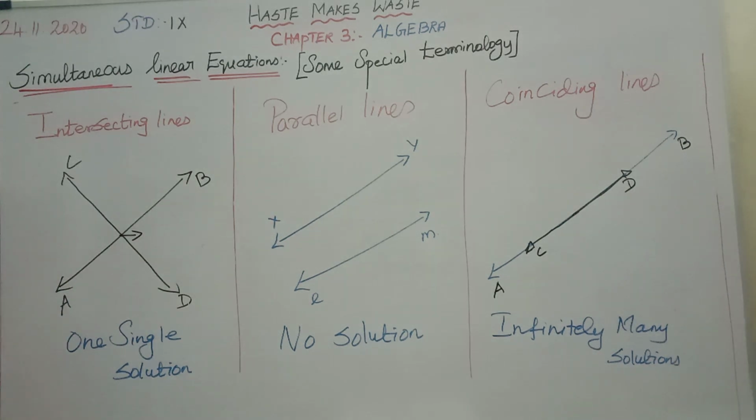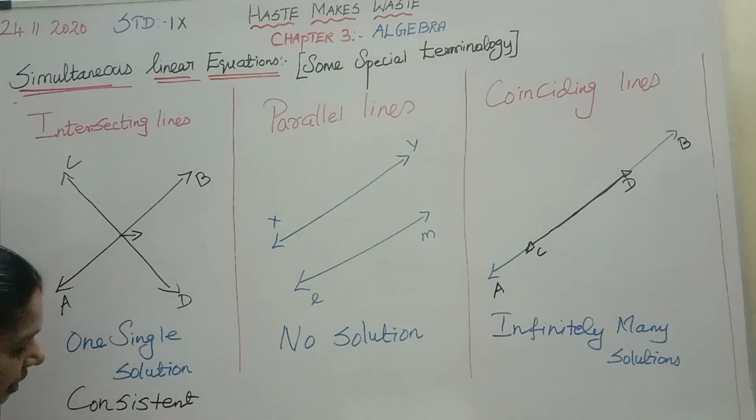Okay, if you are getting intersecting lines, that is one single solution. If the system of linear equations gives one single solution, what is the name of this system? We can say the system is consistent. CONSISTENT. Consistent means stable.